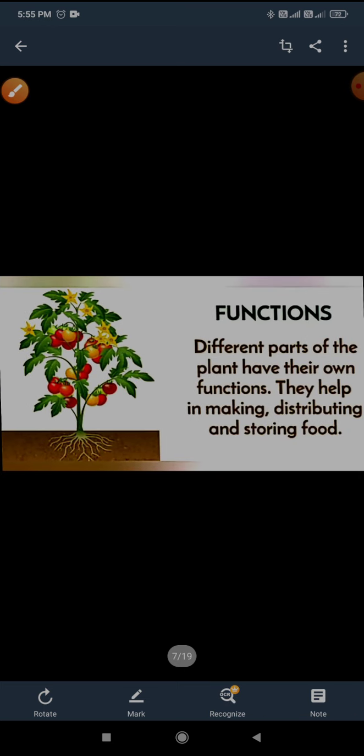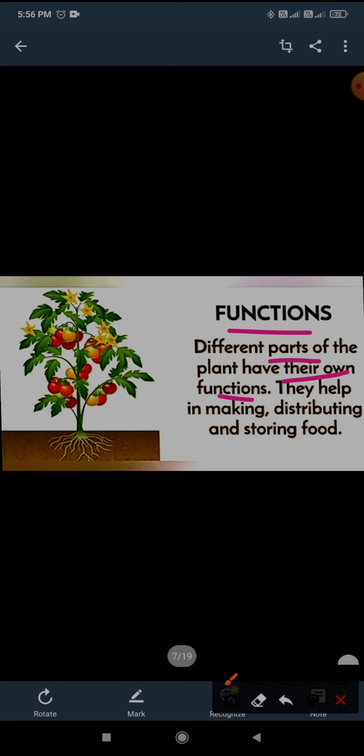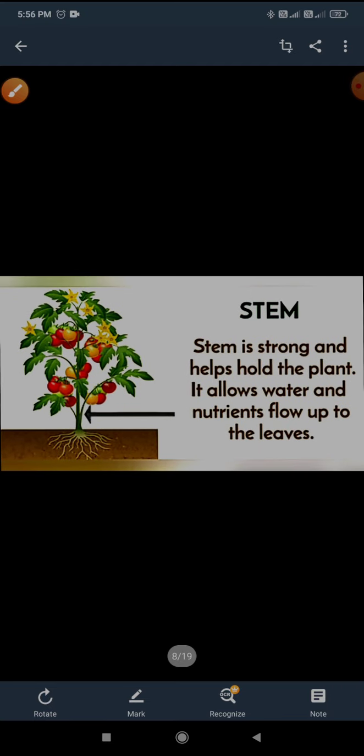Today I will discuss the function of each one by one. So what is the function of these different parts? Different parts of the plant have their own function. All play different kinds of roles. They help in making, distributing and storing food. How do they store food? What do they distribute? So see one by one.